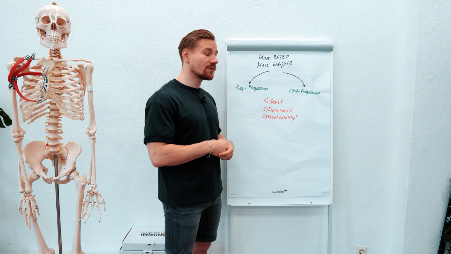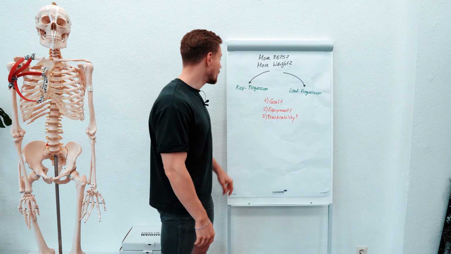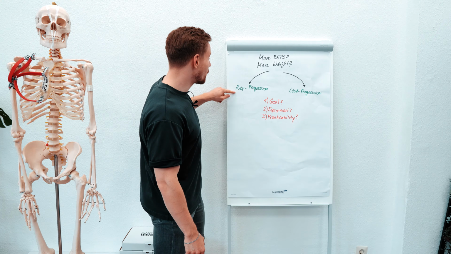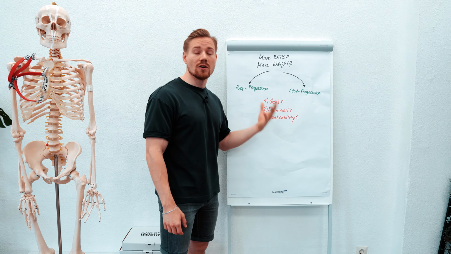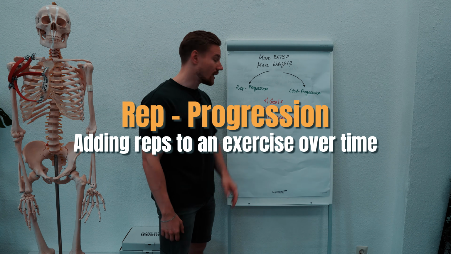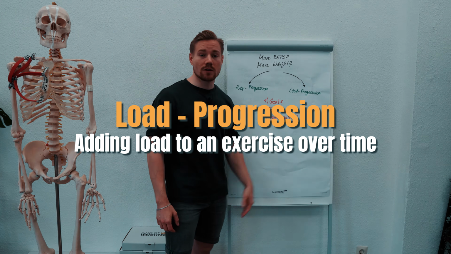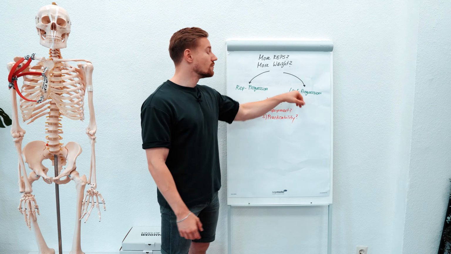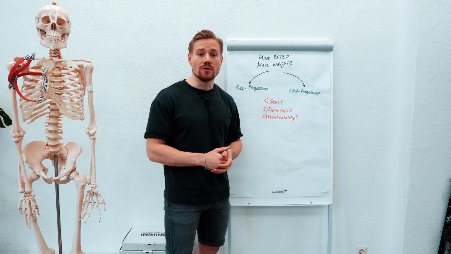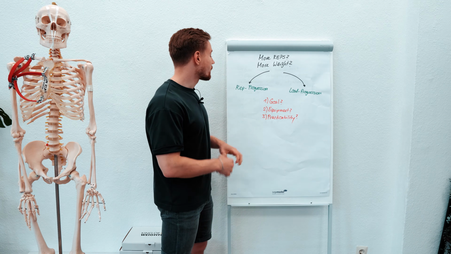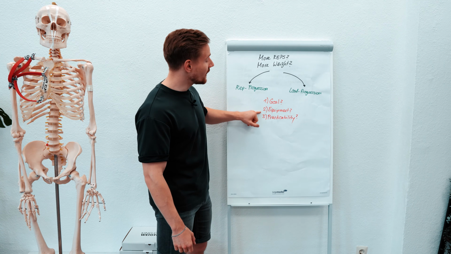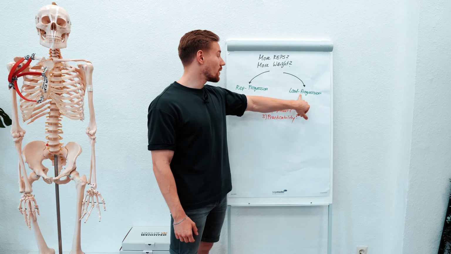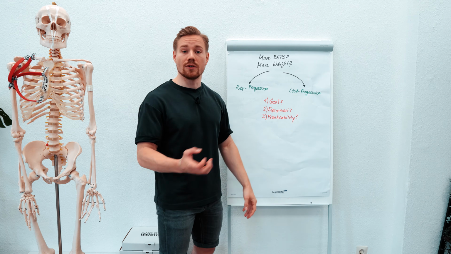So today we're gonna cover two of the most important progression methods, and that will be the rep progression and the load progression. When we're talking about the rep progression, we are talking about adding reps to an exercise over time. And when we're talking about the load progression, we're talking about adding load to a certain exercise over time. And that's basically the two main progression methods that you are going to use within your training plan. We're going to cover three different aspects that will help you to decide whether the rep progression is your go-to progression or whether the load progression is superior for your individual case.